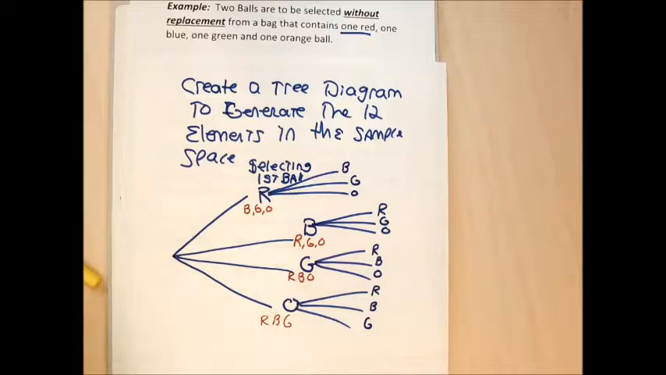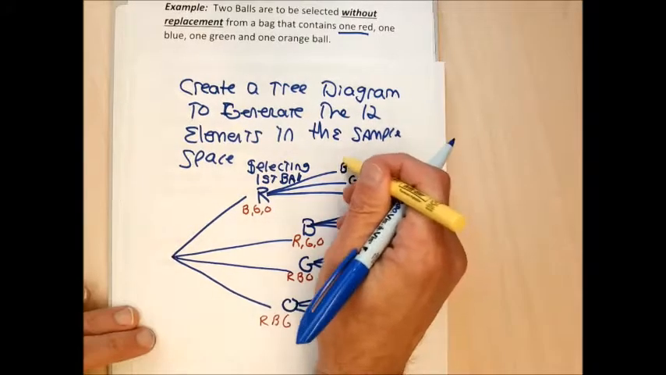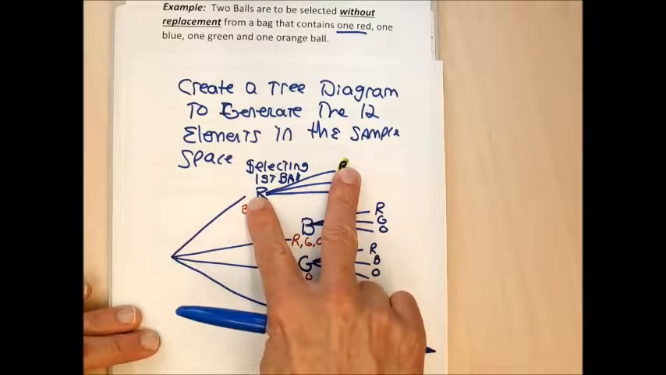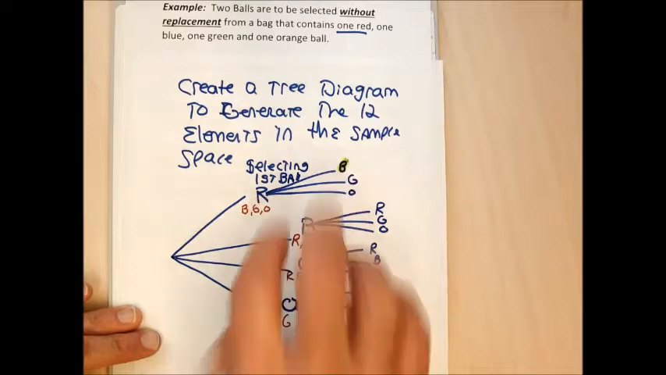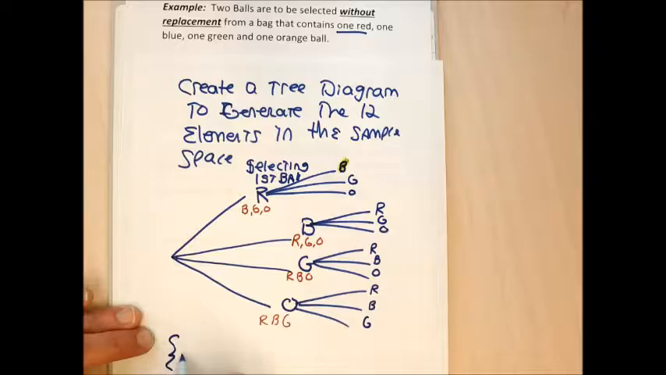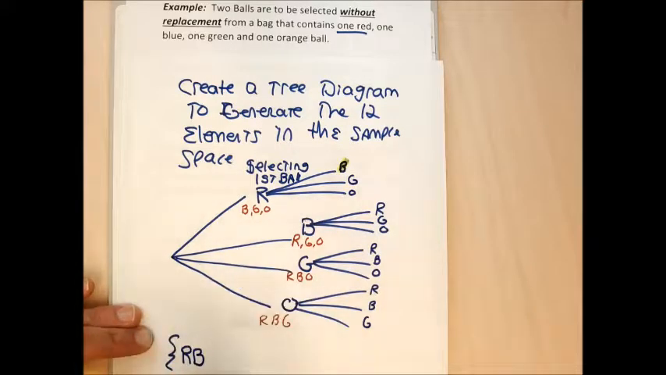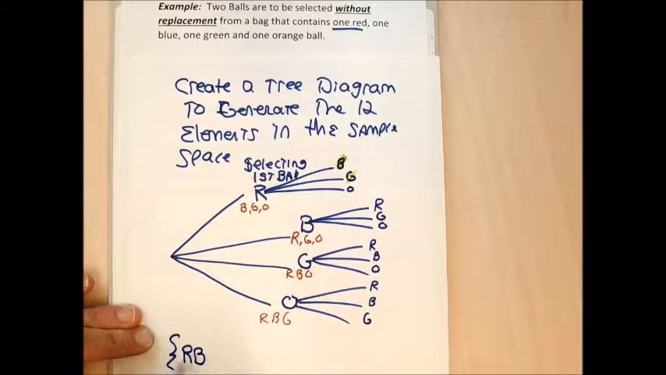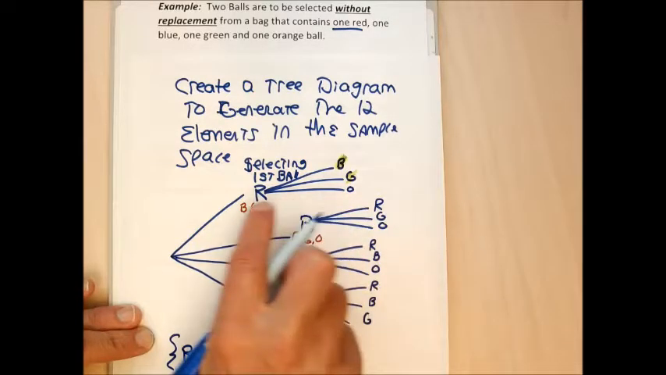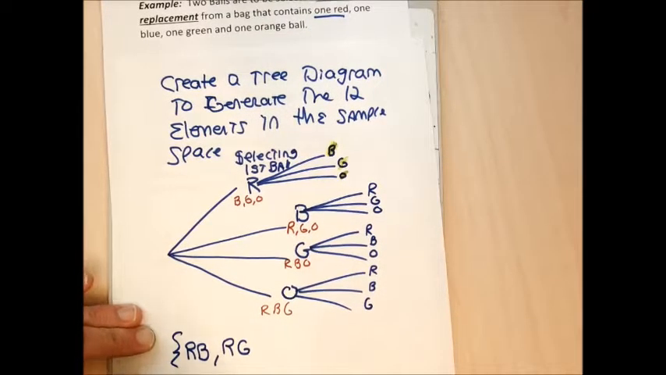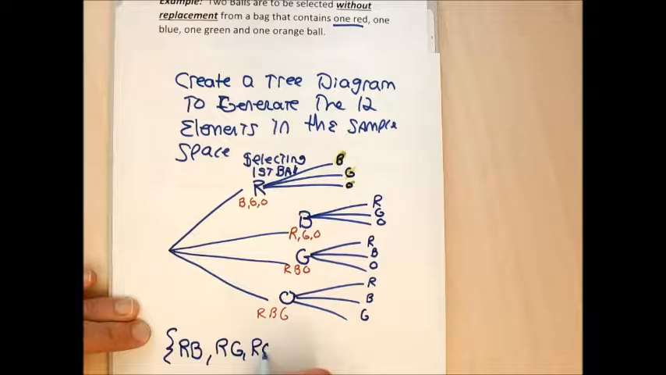And now I need to figure out how to get to each letter in the far right-hand column. To get to this letter, the only way to get there is to do red first and blue second. So part of my sample space is going to be getting a red first and a blue second. To get to that green, I need to have a red first and a green second. I'm going to mark it out once I've used it so I don't need to use it again. To get to that orange, I need to have a red first and an orange second. So I have 3 elements in my sample space.